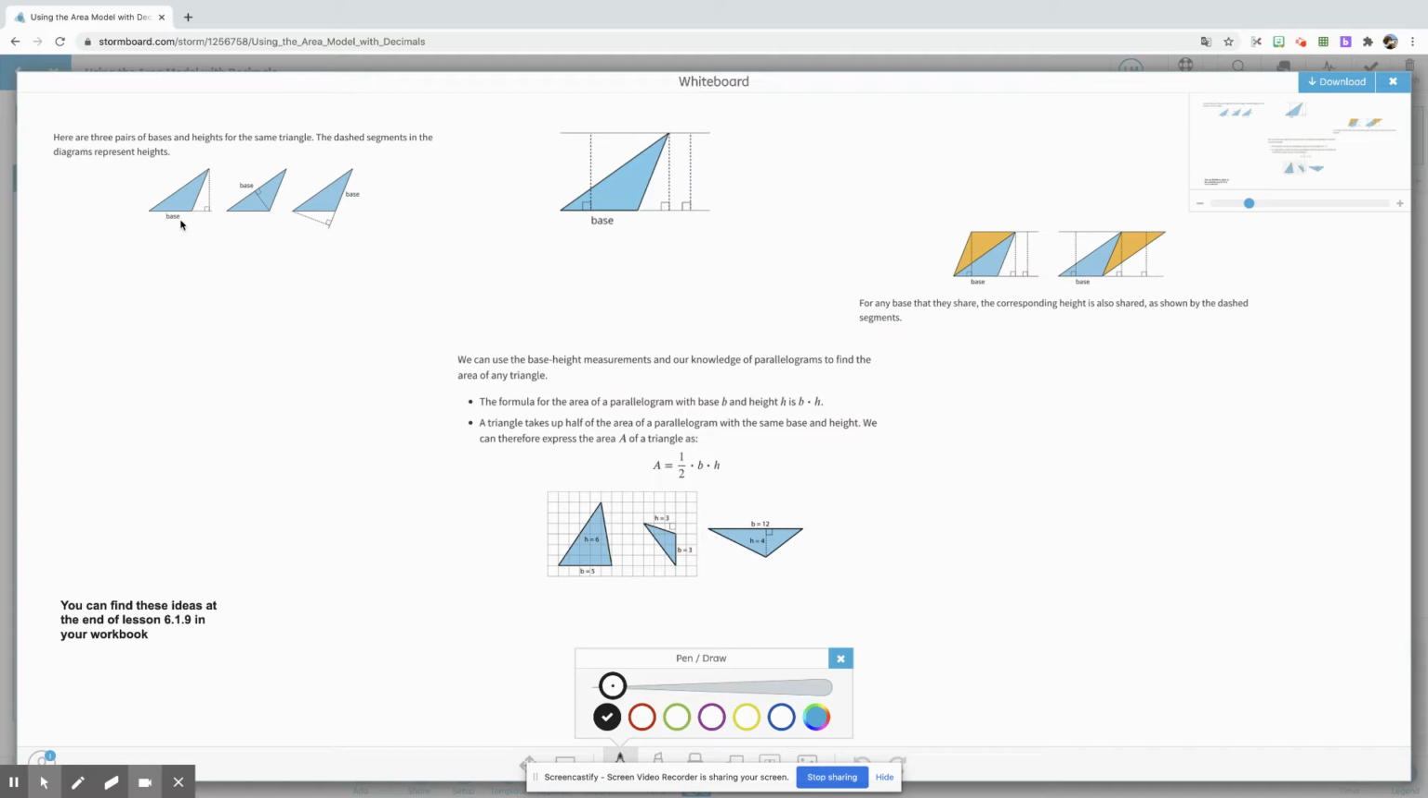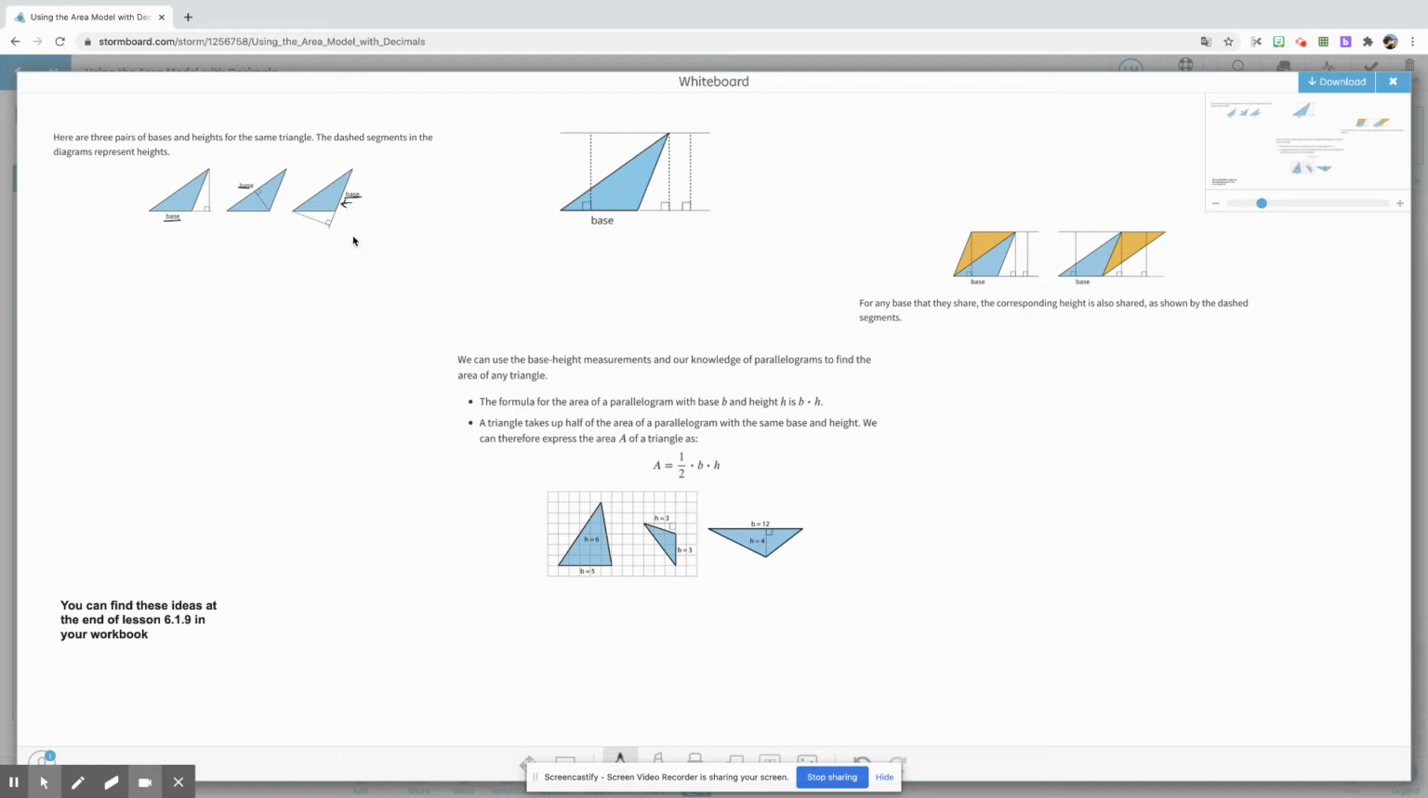In the first one, the base is on the bottom, or what we think of as the bottom. On the second one, we have the base on a side that is not horizontal. And yet again, we have the base here on this outside. So you can choose whatever little side of the triangle that makes you the happiest to be the base.